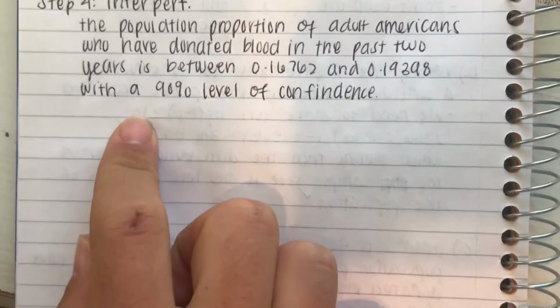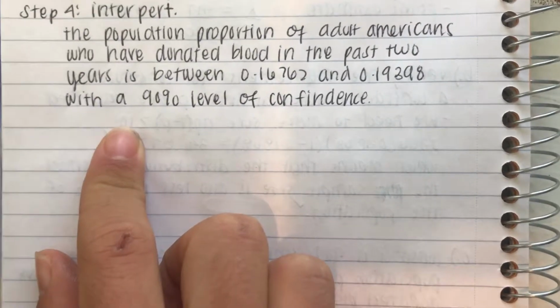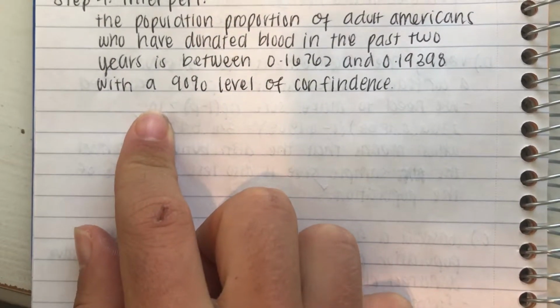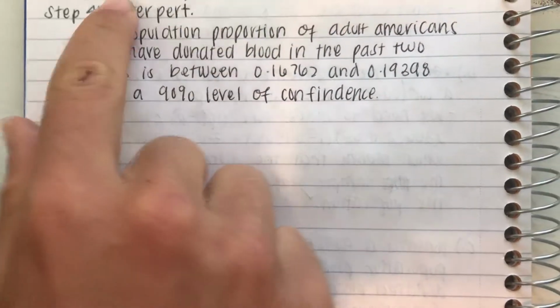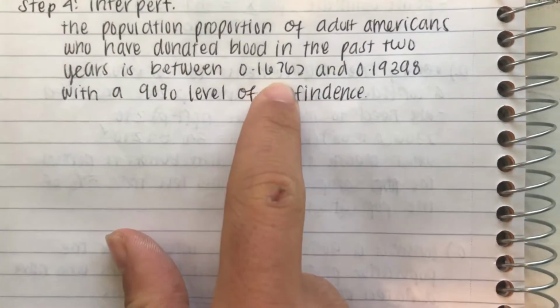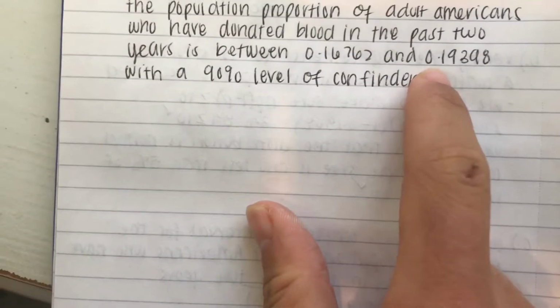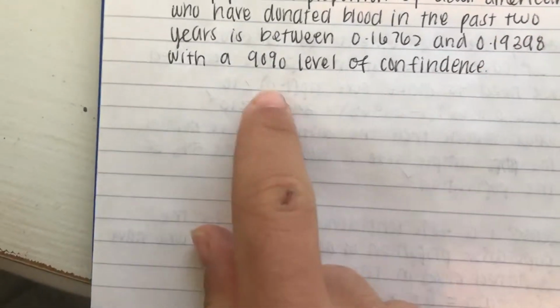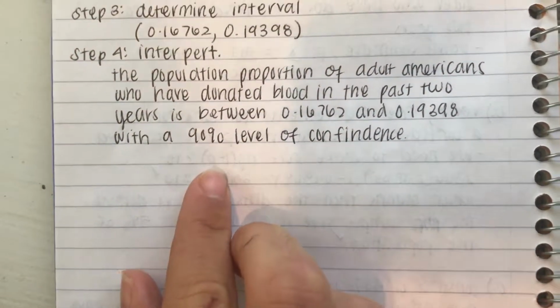And step 4, we just have to interpret these results so that we can apply them to the real world. The population proportion of adult Americans who have donated blood in the past 2 years is between our interval here, 0.16762 and 0.19398, which we know has a 90% level of confidence.